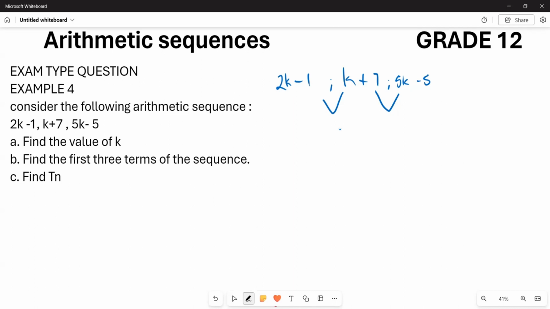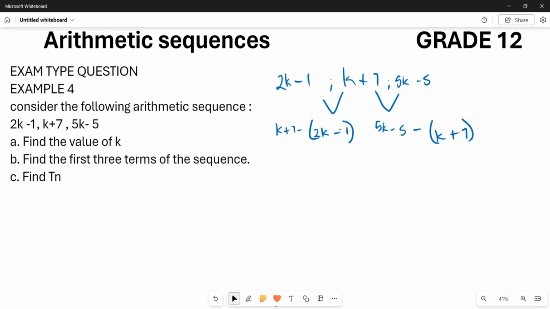Basically, we are going to say what you have here is k plus 7 subtract, in brackets, 2k subtract 1. We write this in brackets because you have more than one term. And similarly here, you are going to have 5k subtract 5, and then subtract the k plus 7, which is going to be subtracted.